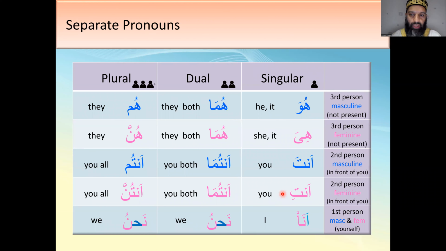And this is the colorful one, the masculine being blue and the feminine being pink. You might like it like that. And these are mixed because ana is me, whether you're masculine or feminine, and same with nahnu. Nahnu is the same as well, for both male and female. And look at the numbers. It shows which ones are the important ones.